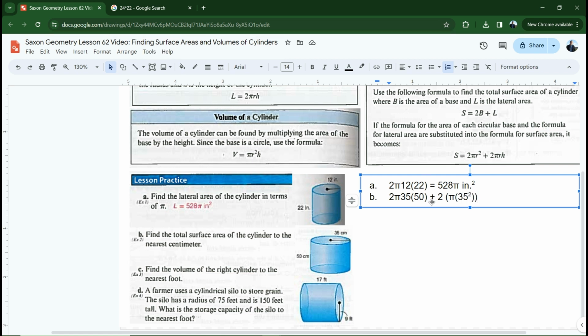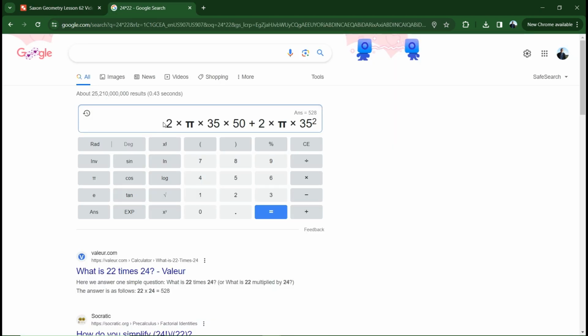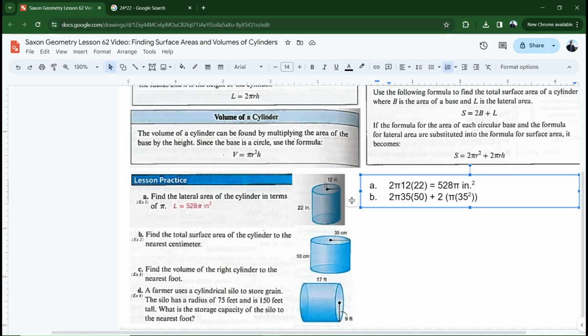All right, so let's punch this into a calculator and find out what result we get. So here, 2 times pi times 35 times 50. That's my lateral area. And then the bases are 2, because there's 2 of them, times pi r squared. Pi times 35 squared. That gives me 18,692.5, and that's going to be, to the nearest centimeter, so 0.3.